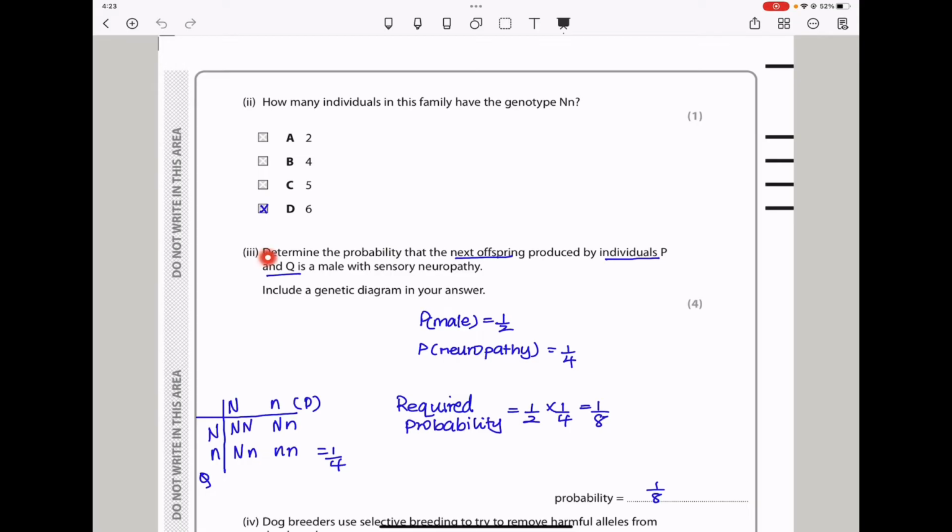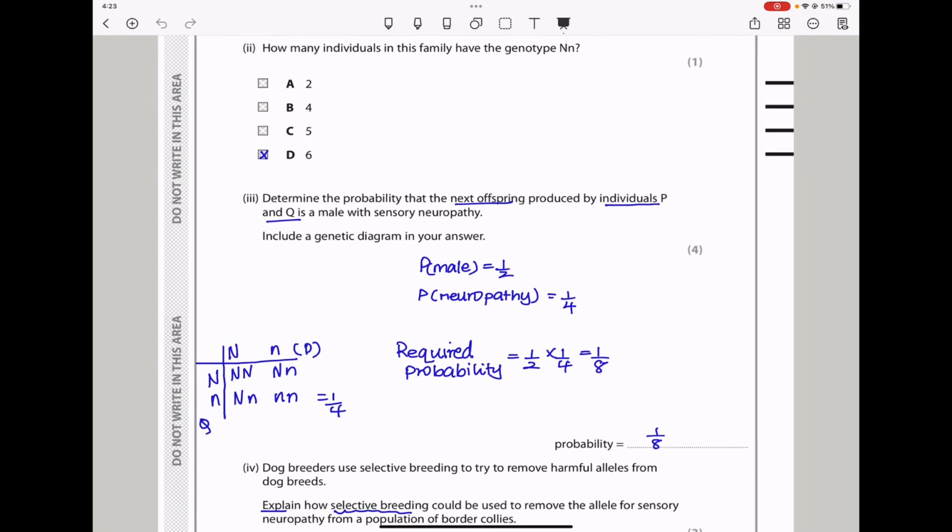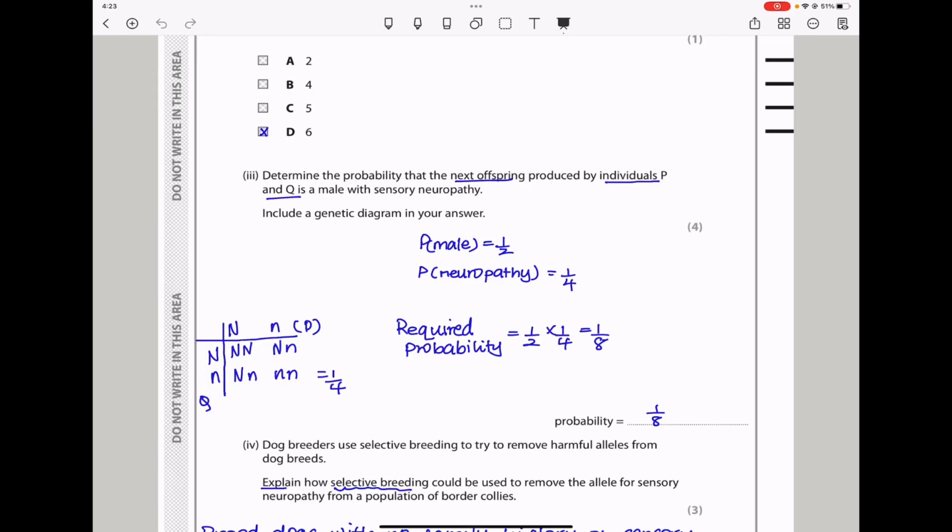Then they say, determine the probability that the next offspring produced by individual P and Q is male with sensory neuropathy. The probability of being male is always a half. For the probability of sensory neuropathy, we can determine it from here. Because both parents are heterozygous, there is a 1 in 4 chance of producing a child who is homozygous recessive, having the sensory neuropathy condition. So the total probability is going to be that times that, which gave me 1/8. You could write this as a decimal as well.